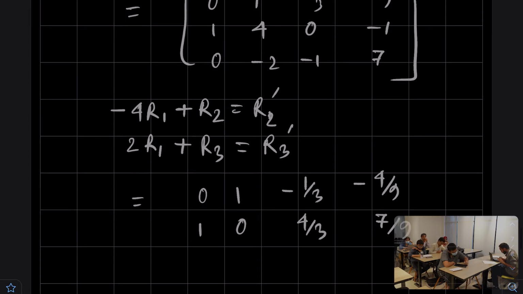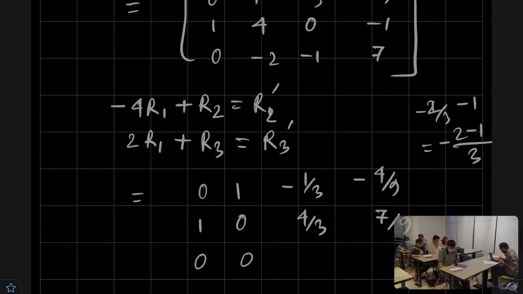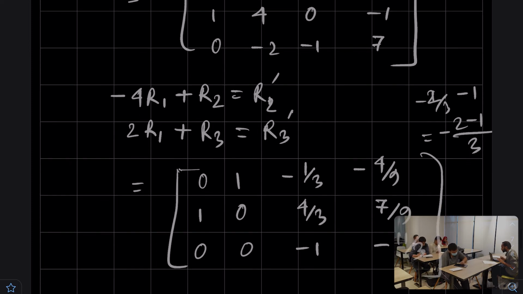And for the last row, this is 0, 0, and so I'm multiplying 2, minus 2, 3, minus 1, this is 2 minus 1, this is 3. So this is minus 1 with 11/3. Okay.